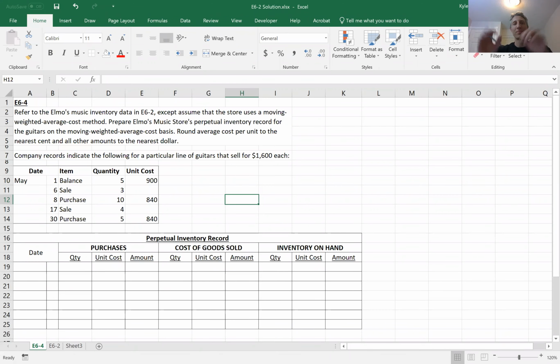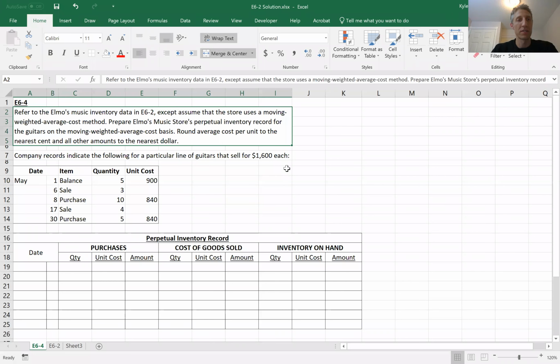Okay, welcome. This is a tutorial on how to solve problem E6-4 from your workbook. I'll read the problem aloud now to give you an idea of what I'm talking about, but I've written it here for your reference.